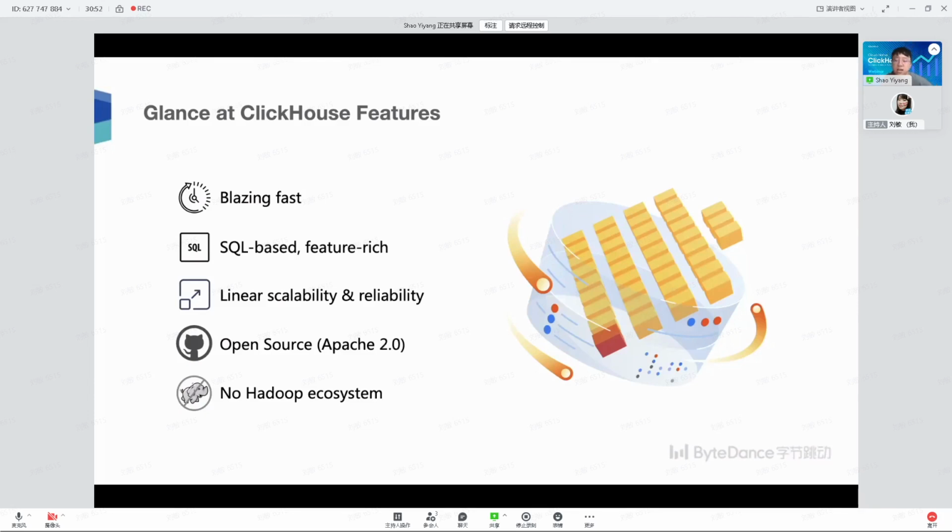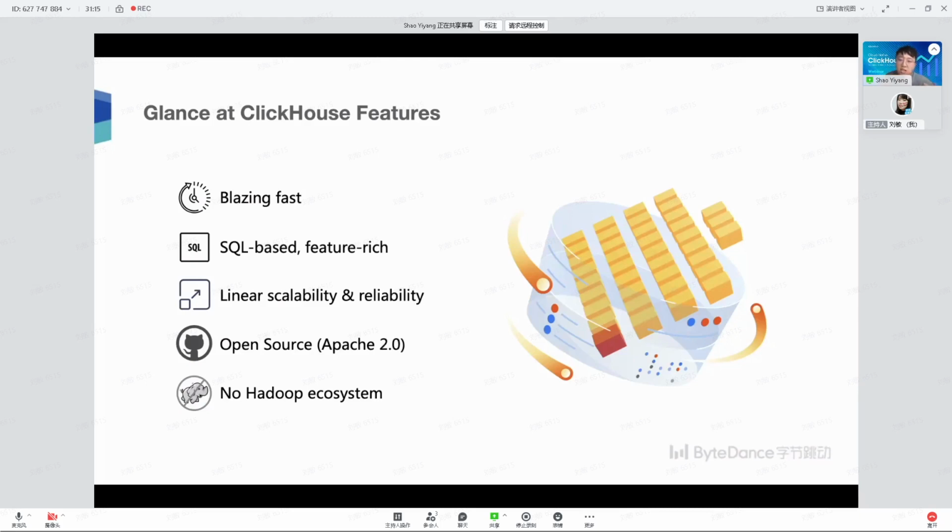And secondly, it's a SQL-based, SQL-compatible DBMS. So there is no steep learning curve to get started. And it also comes with rich features, like rich interfaces, rich data types, and table engines. All those data types you are familiar with, you will be able to use in ClickHouse.